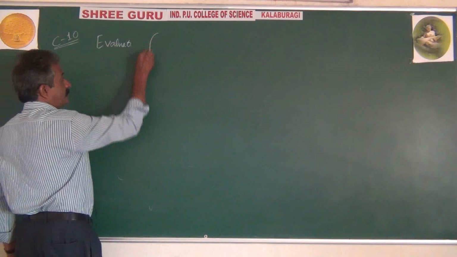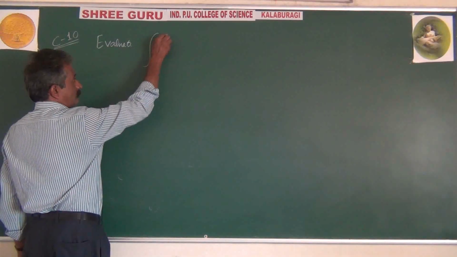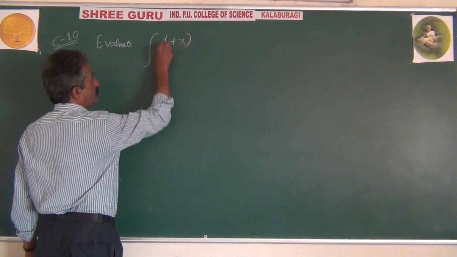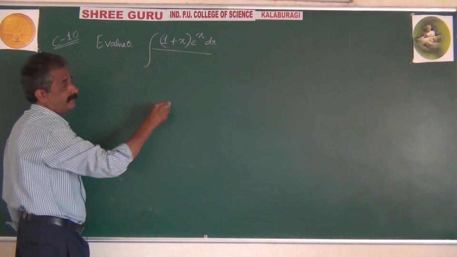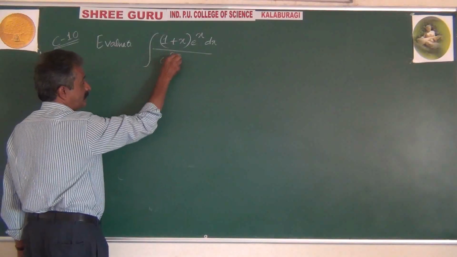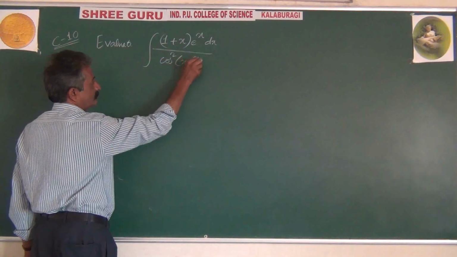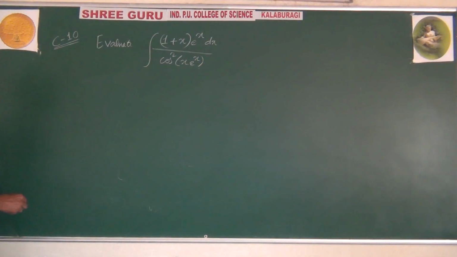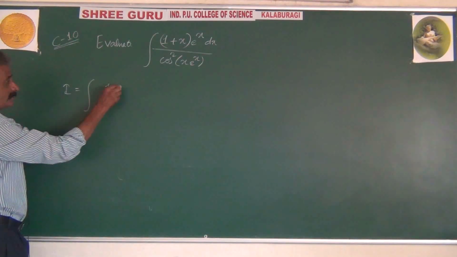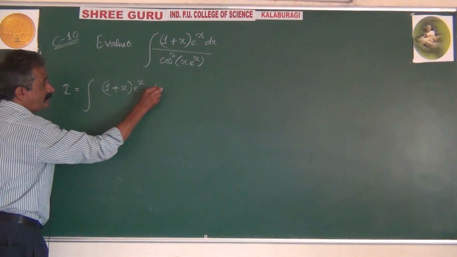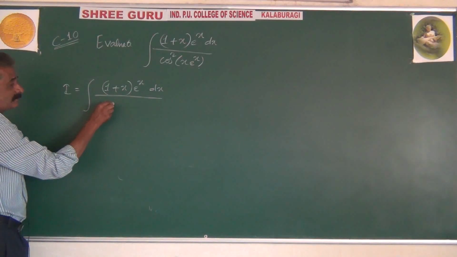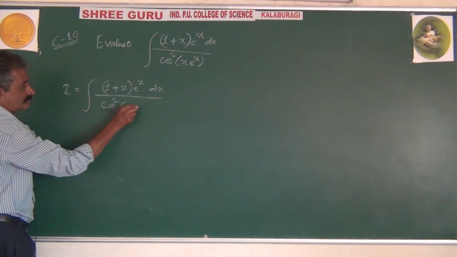Evaluate the integration of (1 plus x) e raised to x dx divided by cos square of x e raised to x. Let I equal the integration of (1 plus x) e raised to x dx divided by cos square of x e raised to x.